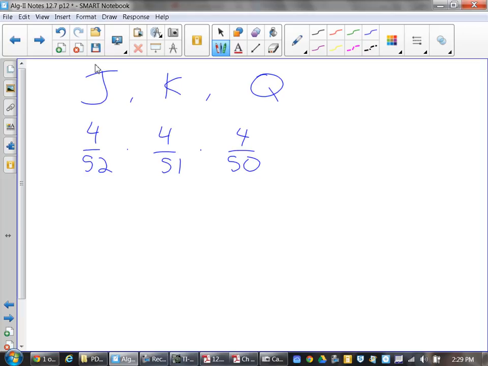What's different then if you had to go lucky sevens? If I wanted to go 7, 7, 7, it would be 4 out of 52, then 3 out of 51, then 2 out of 50. Good. Because if I'm doing without replacement, it's dependent upon the fact that I've already gotten a 7, I got another 7.